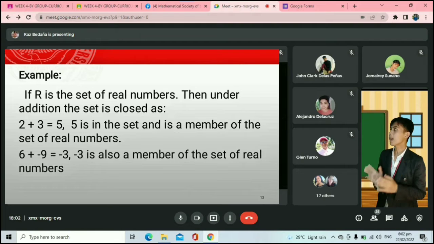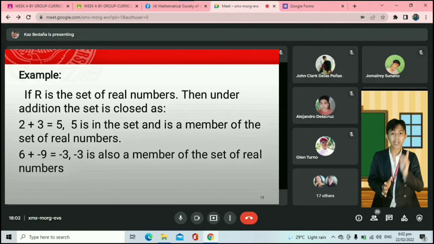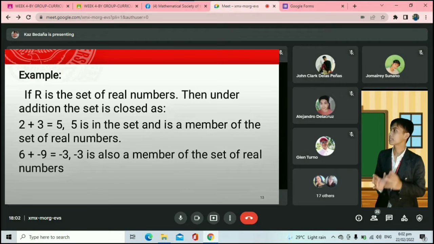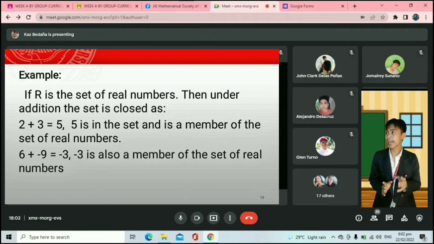Example, we have 2 plus 3 is equal to 5. So 5 is a member of the set of real numbers because 5 is a real number. Then we have 6 plus negative 9 is equal to negative 3, and negative 3 is also a member of the real numbers. Did you get it, class? Do you have any questions?